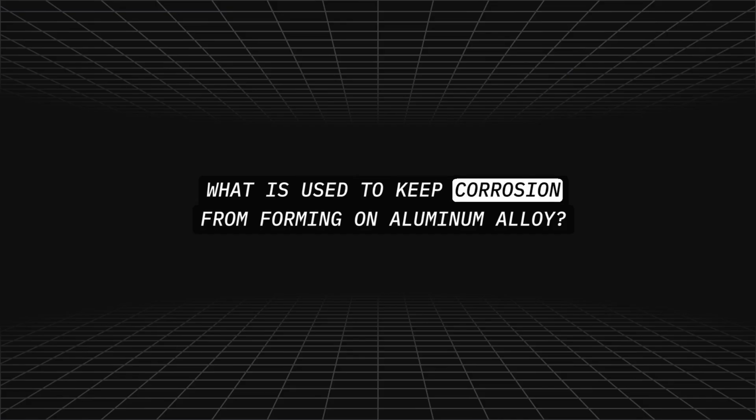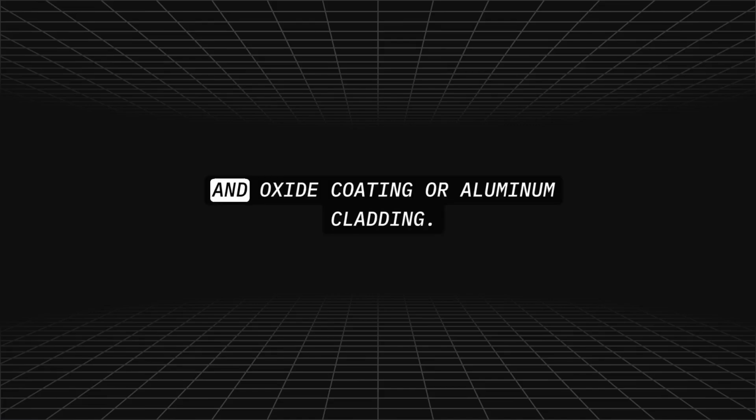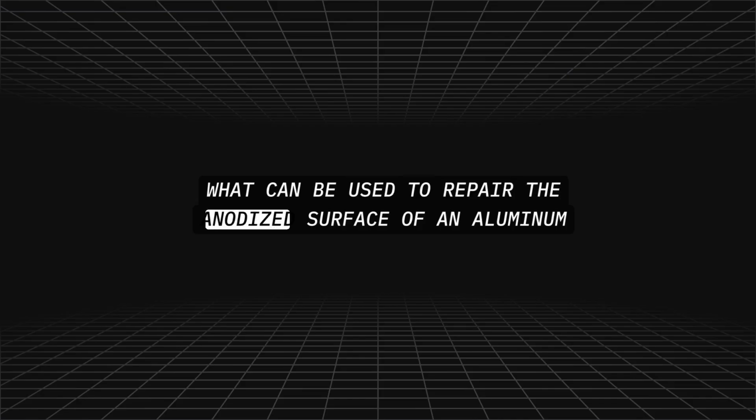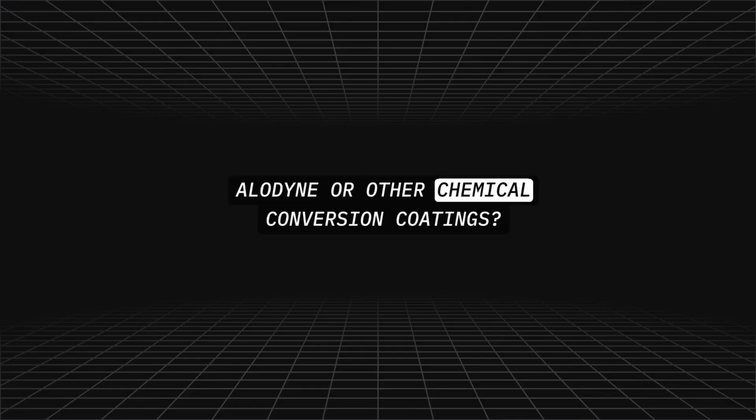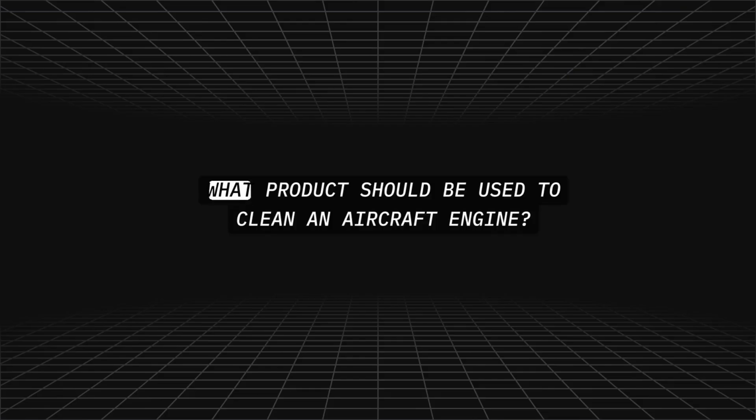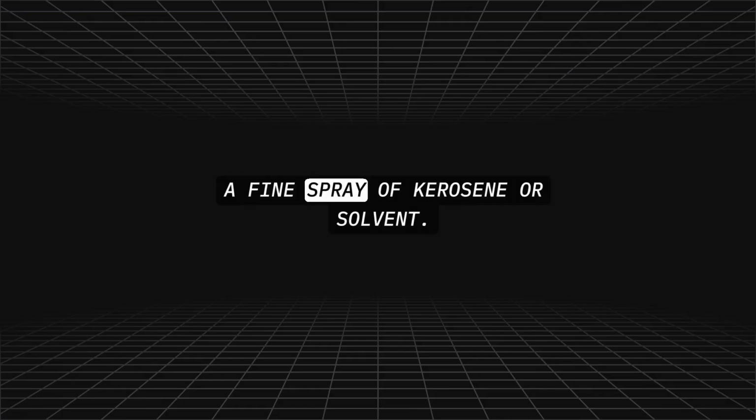What is used to keep corrosion from forming on aluminum alloy? An oxide coating, or aluminum cladding. What can be used to repair the anodized surface of an aluminum alloy part? Alodine or other chemical conversion coatings. What product should be used to clean an aircraft engine? A fine spray of kerosene or solvent.